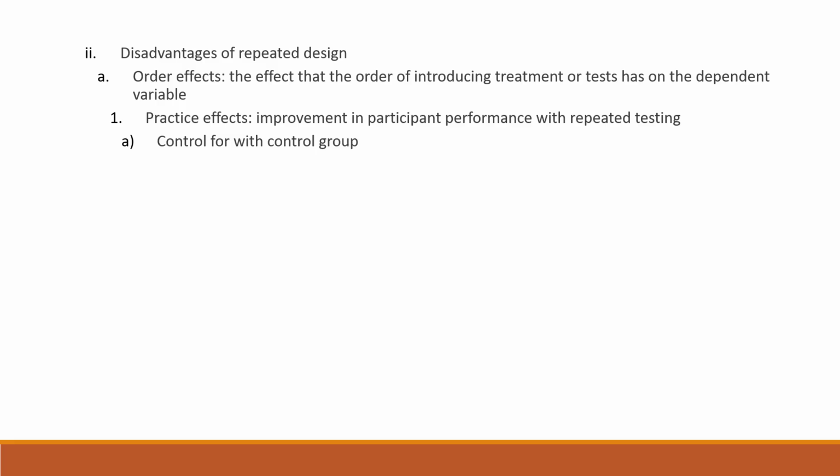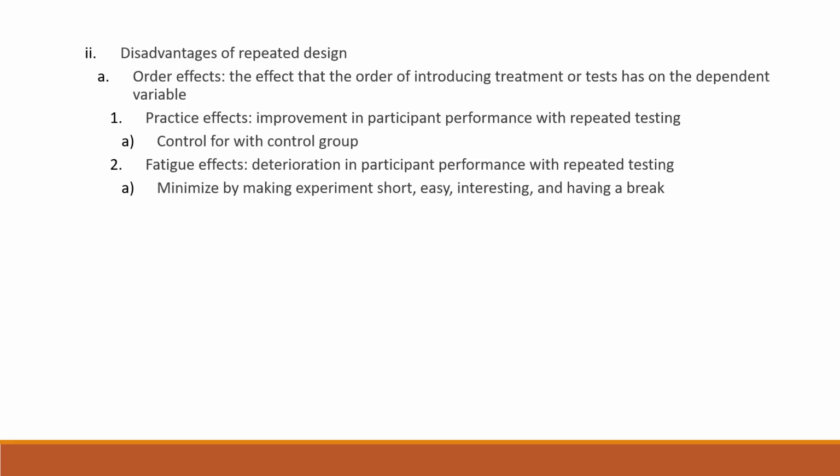This can happen anytime we are testing someone multiple times, and there are different types of order effects. First, we have practice effects, which is improvement in participant performance with repeated testing. To control for practice effects, you would need a control group, a group that does not receive the variable of interest. The control group might still increase if they are being tested multiple times, but if the experimental group increases even more, we can say that there is an effect of the intervention.